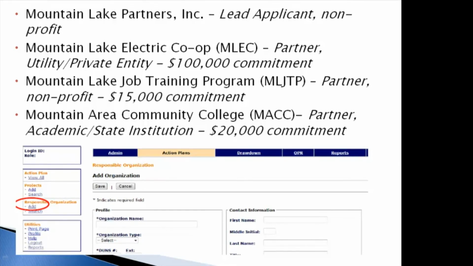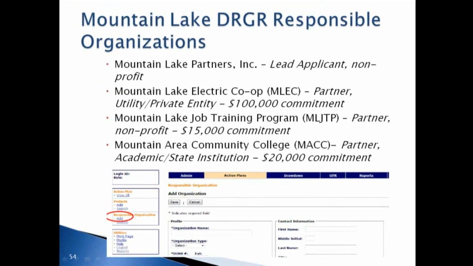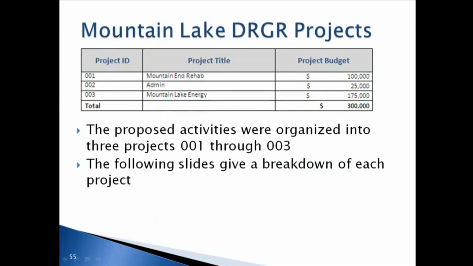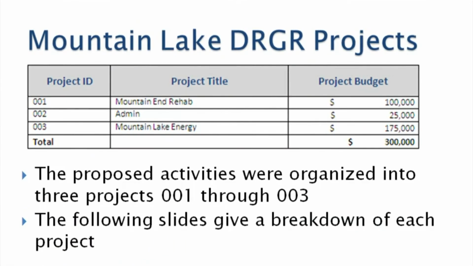You can see their committed leverage as we talked about in the previous slide, and this leverage will be attributed at the activity level. As we talked about in section 2, there's a two-tier hierarchy in DRGR. Mountain Lake has 3 projects that were created for their DRGR action plan, and in the next section we'll talk about the activities that are inside of these projects. These 3 proposed projects were given the project IDs 001 through 003, and they have individual project budgets that total up to the total Rural Innovation Fund grant award of $300,000.